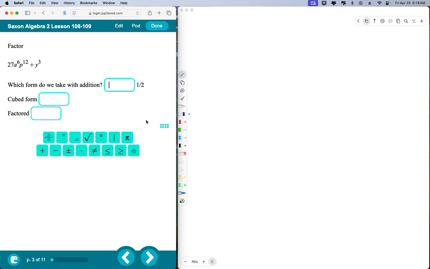All right. This is addition. So the first thing we learn is addition, so it's the first form. The cubed form of this, we would say 27 is 3 times 3 times 3. So it's going to be 3a squared p to the fourth. And if you check your work, 3 cubed is 27. 3 times 2 is 6. 3 times 4 is 12. Okay? Plus, and then this would just be y cubed.